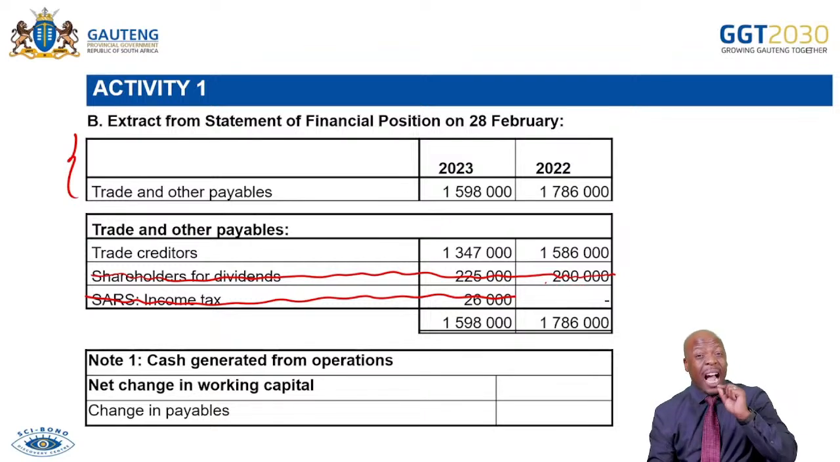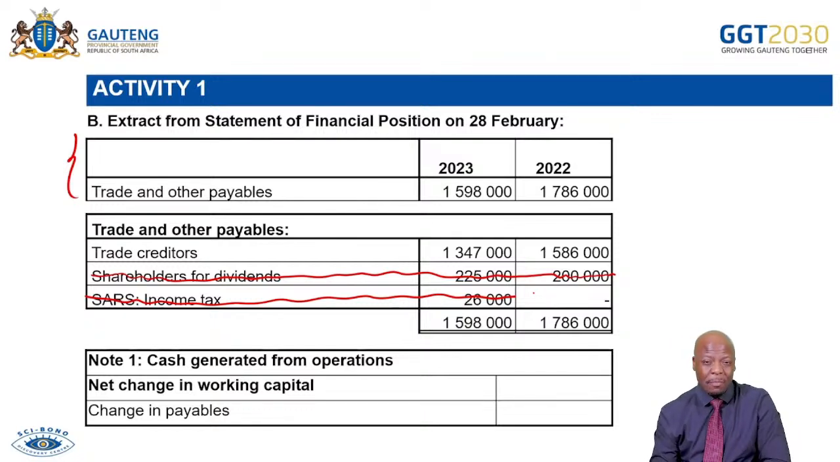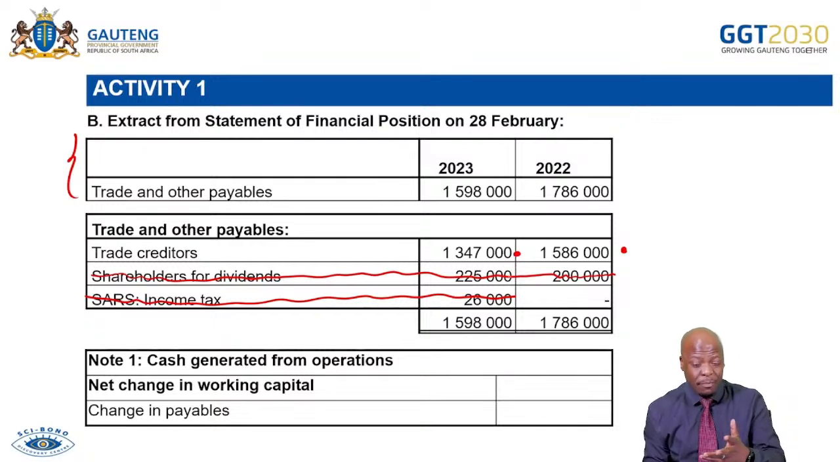Because your dividends are going to be shown separately on the face of the cash flow statement. I've said that when we touched tax earlier on, and it's the same reason with our dividends. These amounts will be recorded separately on the face of the cash flow statement. So when we look at the increase or the decrease on the working capital changes, we will not consider these amounts. Which amount are we going to take? We'll take the 1,586 and the 1,347.